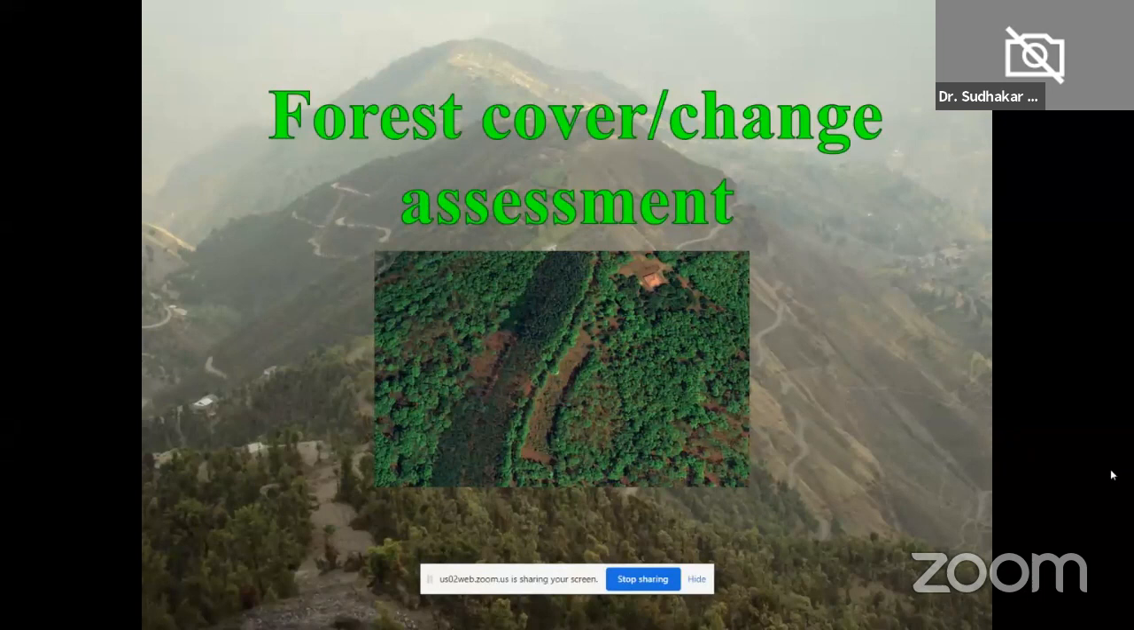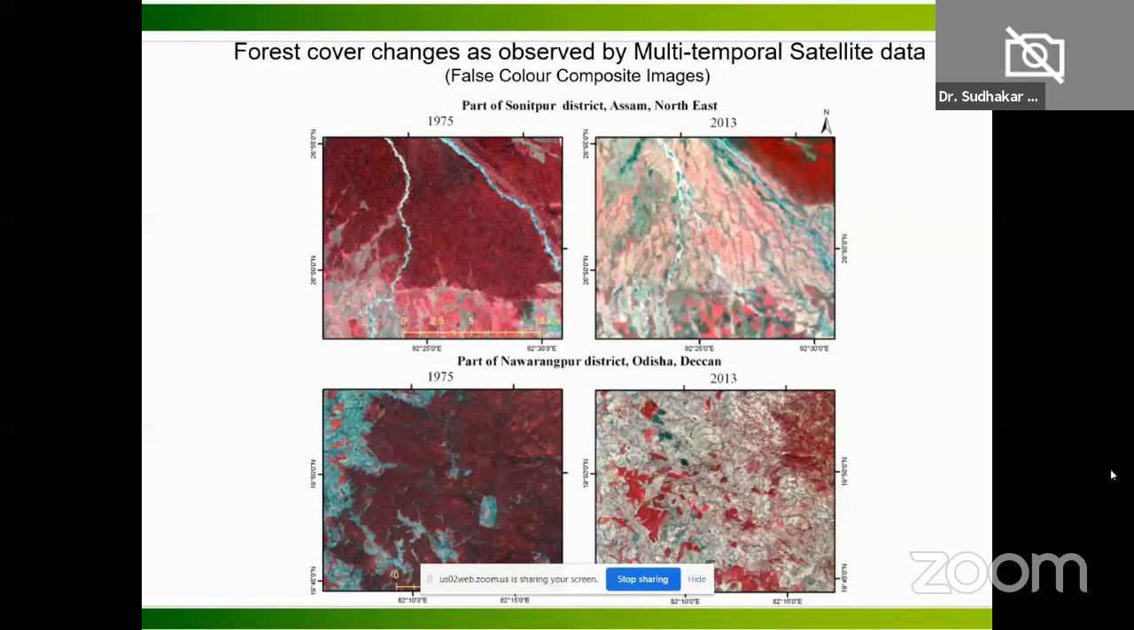In the central portion, I am showing one satellite image in a green color composite, known as a natural color composite. You are seeing all the trees and other vegetation in green color, and the remaining colors indicate non-forest. In the background, I am showing one field photograph. On one side it is showing the forest, on the other side there is deforestation.